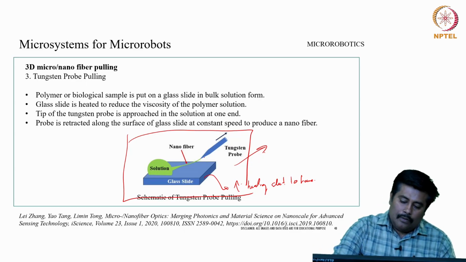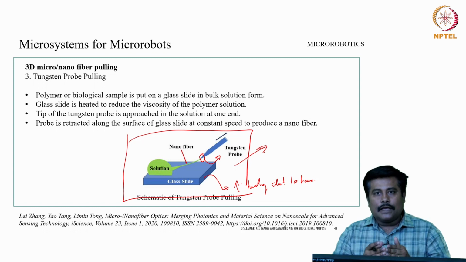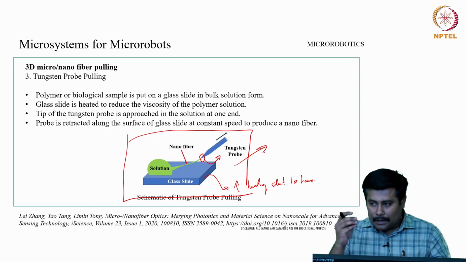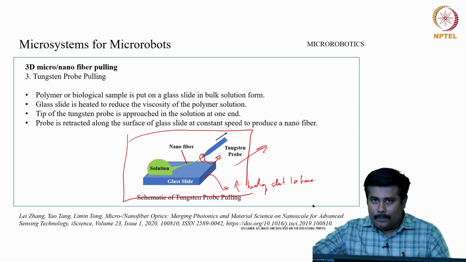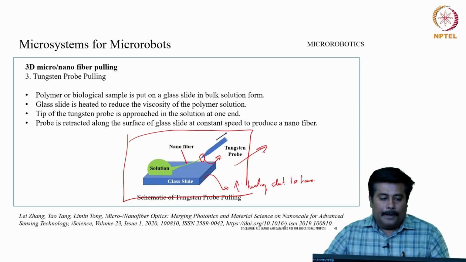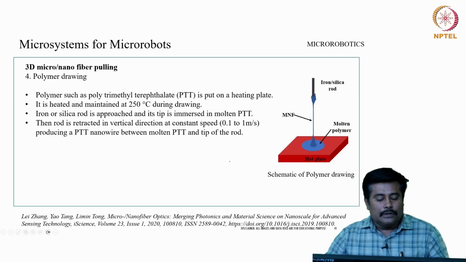One key point we need to look into is that the tip plays a vital role. The overall surface characteristics of the tip play a vital role in wetting the liquid and then pulling it in appropriate directions. Now, let us discuss the polymer wire drawing process.